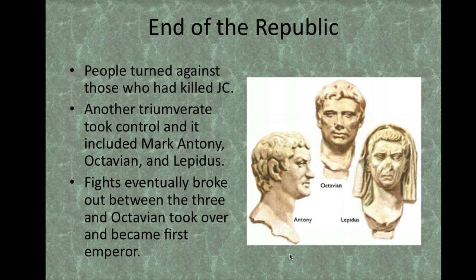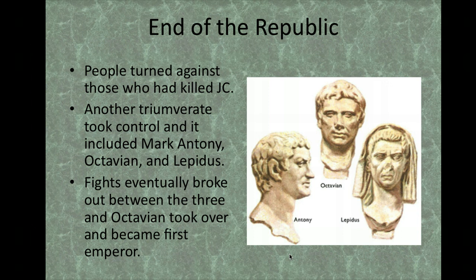At the end of the Republic, though, these people thought that they were going to bring back the Republic by killing off Julius Caesar, but that really leads to the imperial system starting. And so it's kind of ironic that way. People turned against those who had killed Julius Caesar because he was pretty popular with the regular people. And then the triumvirate took control.